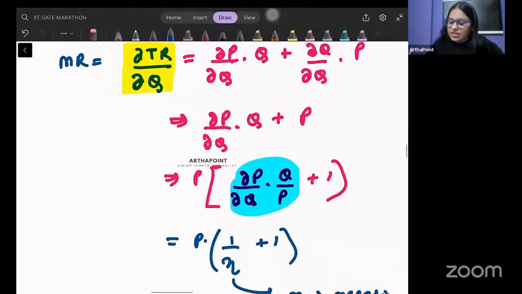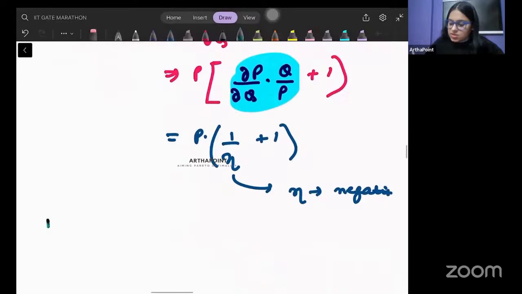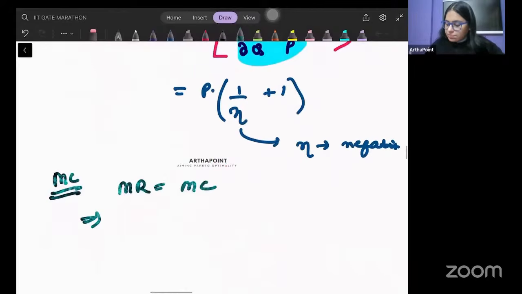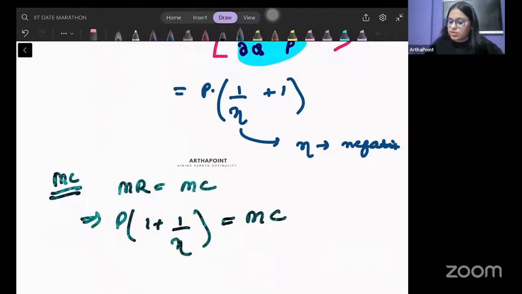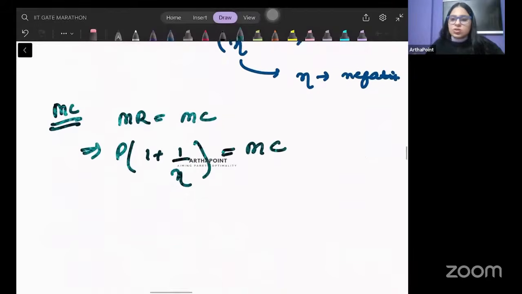So then this is your MR. You have to equate this to MC. So your MR is equal to MC, which implies that P(1 + 1/elasticity) is equal to MC. This is your Marshall-Lerner condition.